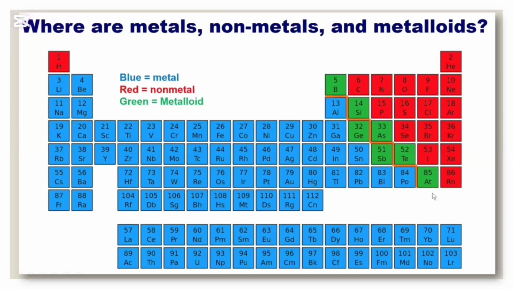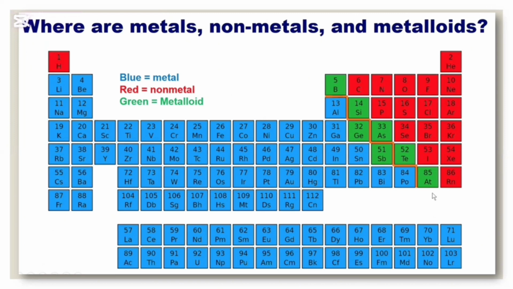This is how these elements are arranged. The ones in blue are all metals, the ones in red color are non-metals, and the ones in green color are metalloids. I will explain what metals, non-metals, and metalloids are separately.